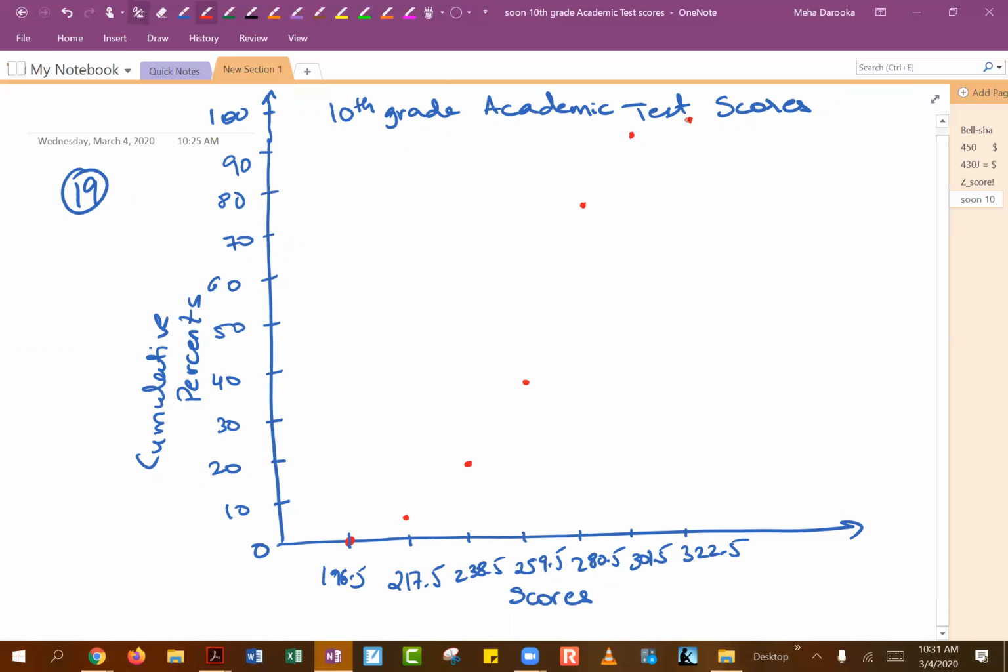It's not pretty. But hopefully you guys will have a little bit of a better graph than I have here. Hopefully that gives you a general idea.